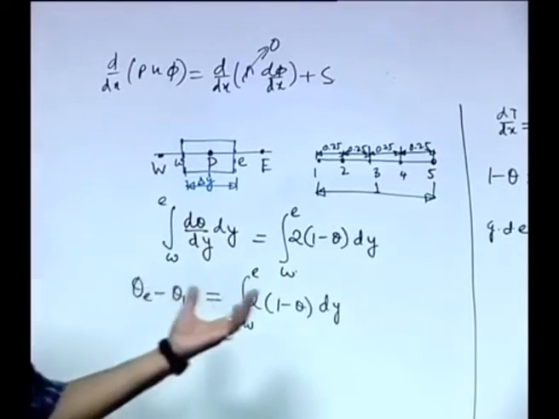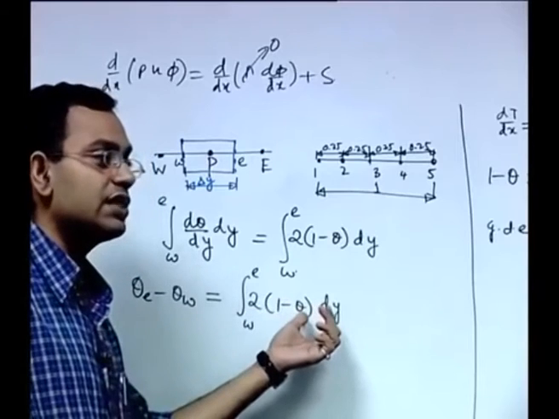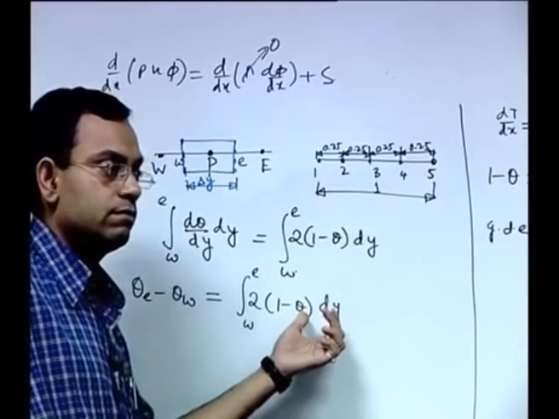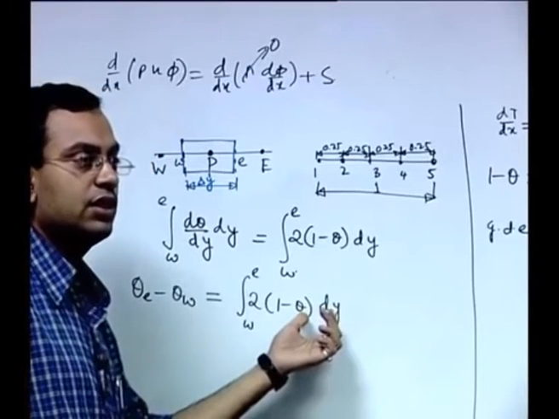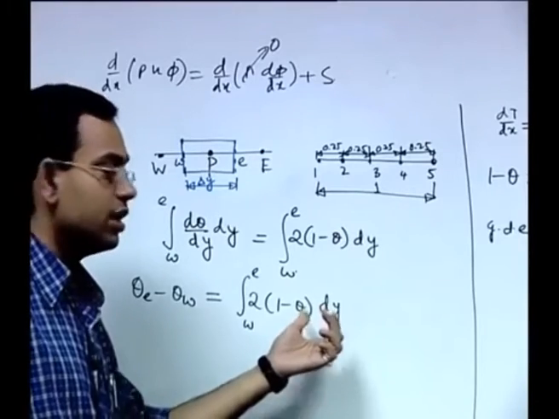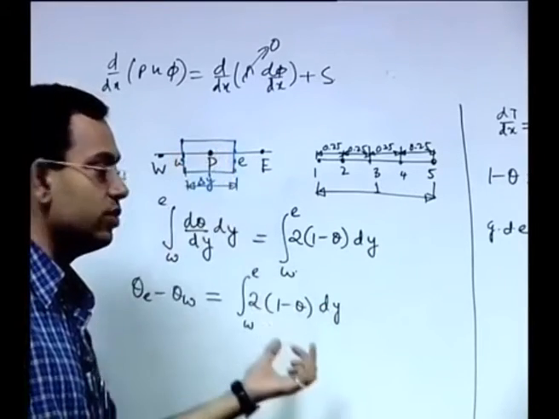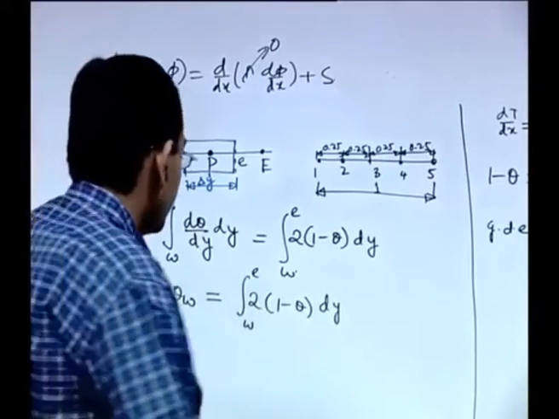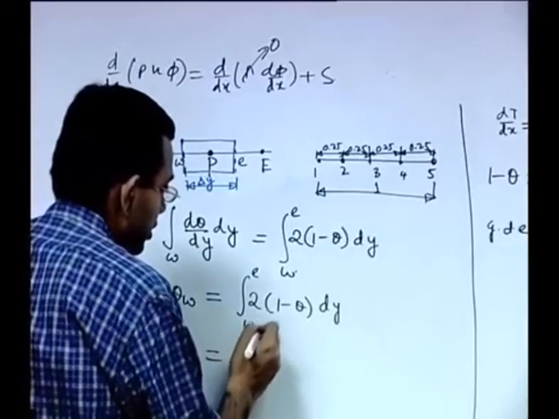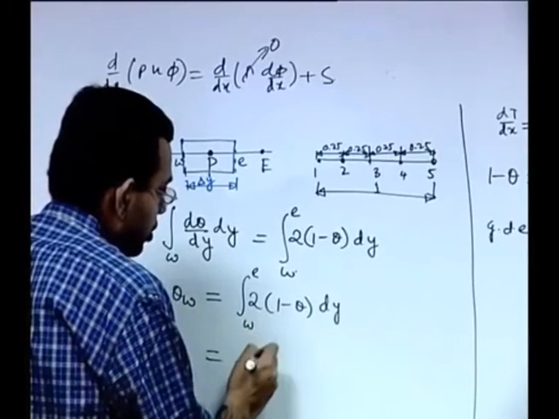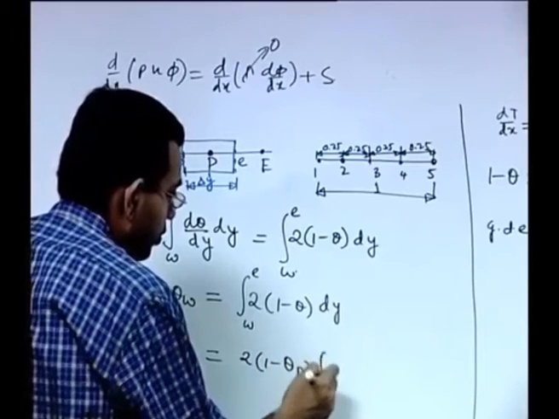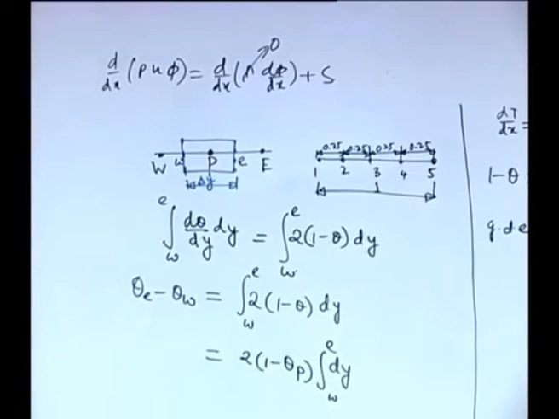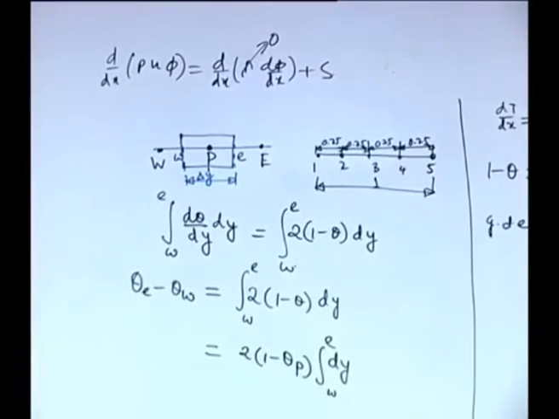When you evaluate this integral, you need to make a profile assumption for theta as a function of y. So what profile assumption can you take for theta as a function of y? You can take piecewise constant within the control volume, because this does not require any derivative calculation for theta. So if you take the piecewise constant profile assumption for theta, then it becomes 2 into 1 minus theta p into integral of dy from small w to small e. Because it is a constant, it comes out of the integral.